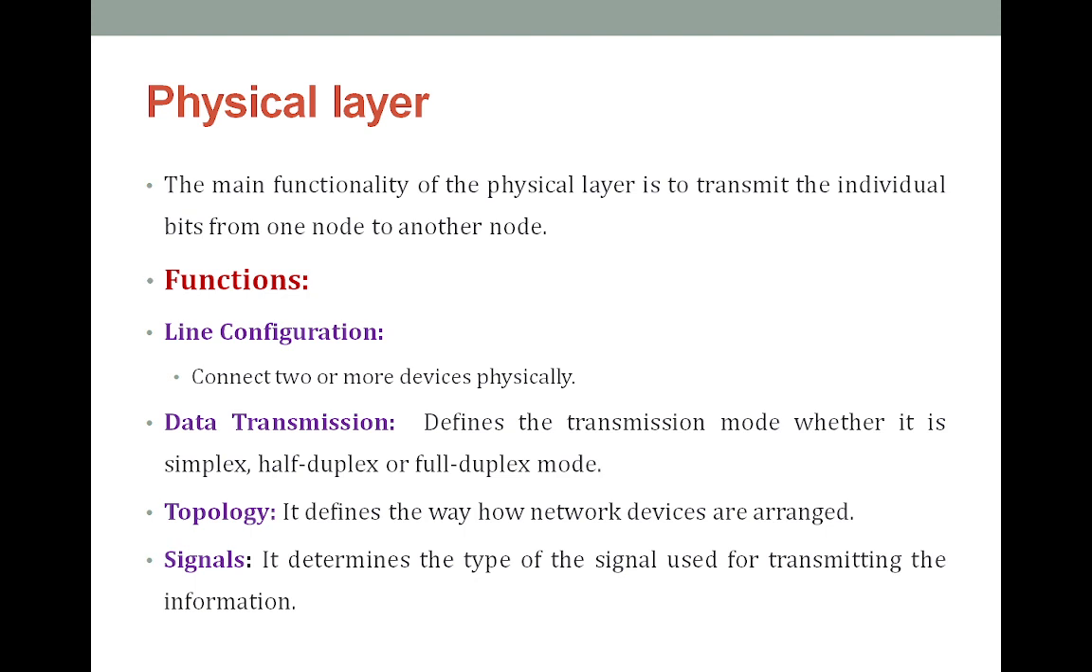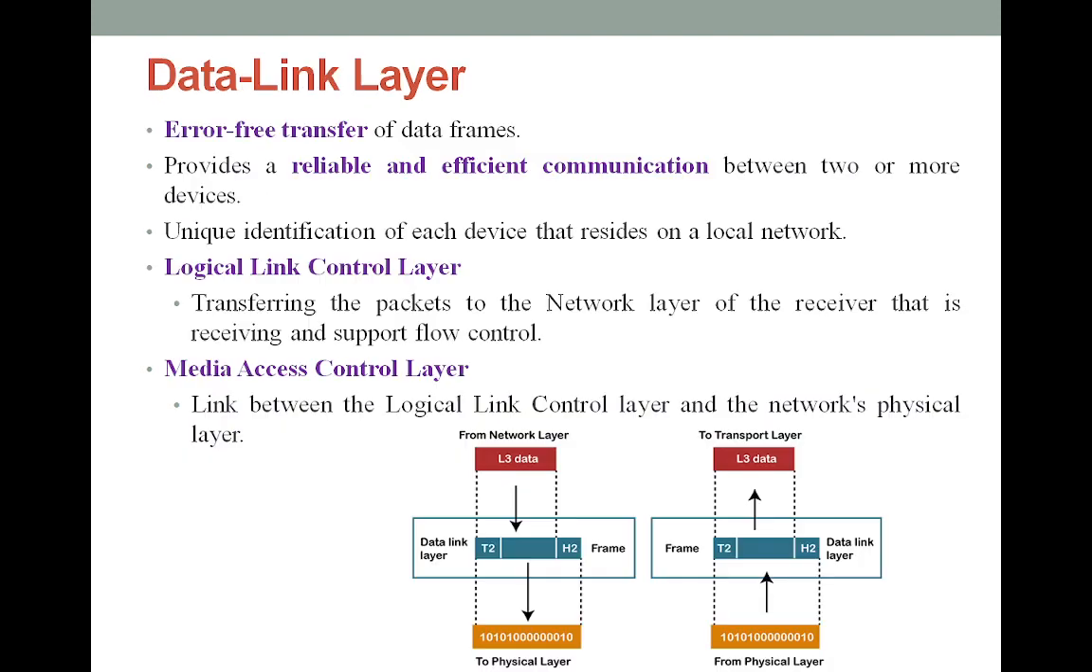Then the next one is topology. In the physical layer, we mainly focus on how the data is organized in different kinds of formats, and based on that the topology is derived. There are different types of topologies available. Let us discuss each and every type of topology available in networks in the upcoming videos. Then there are the signals: how the signals are transmitted and what different types of signals we use for data transmission, which we are going to cover. These are mainly dealt with in the physical layer.